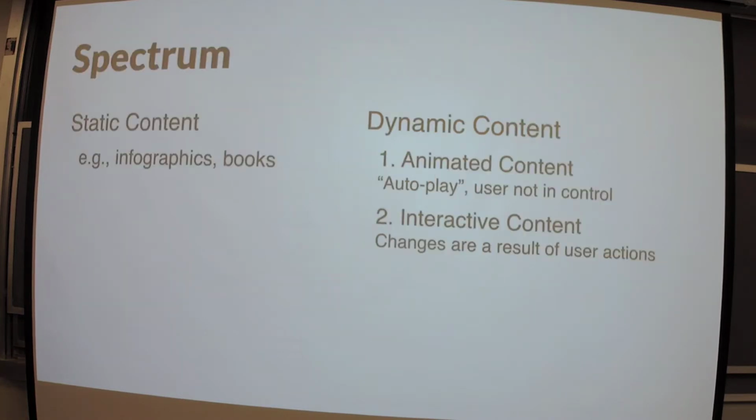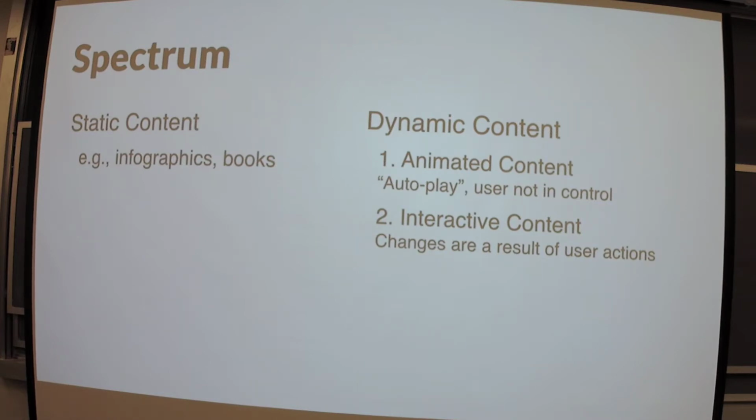Great. So, quick recap on interaction, unless there's anybody else with a question. Good. So when we talked about interaction, we had the spectrum from static content to dynamic content. Static content would be infographics or books or paper.